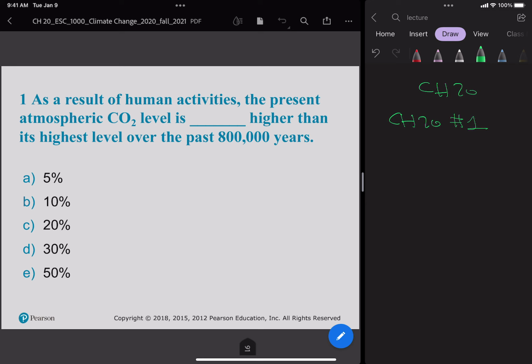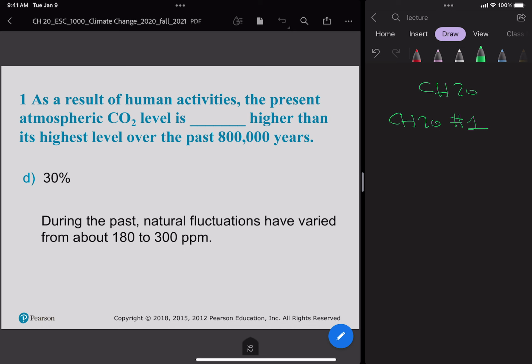As a result of human activities, the present atmospheric carbon dioxide level is blank higher than its highest level over the last 800,000 years. So let's see what the answer is. It's 30%. So today, CO2 levels are 30% higher than they've been over the last almost million years.